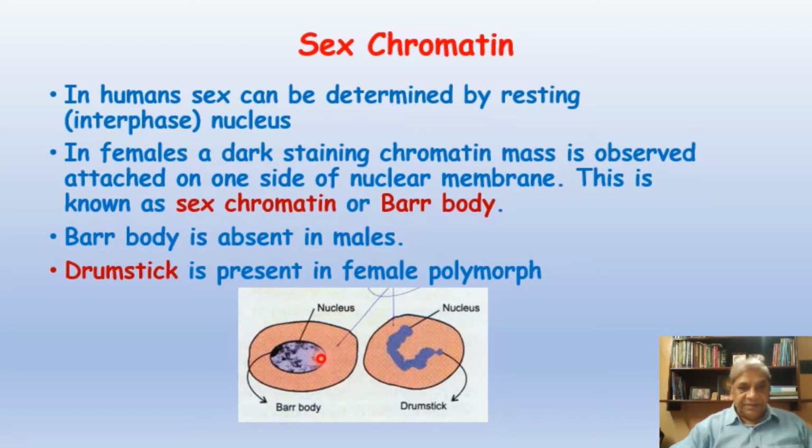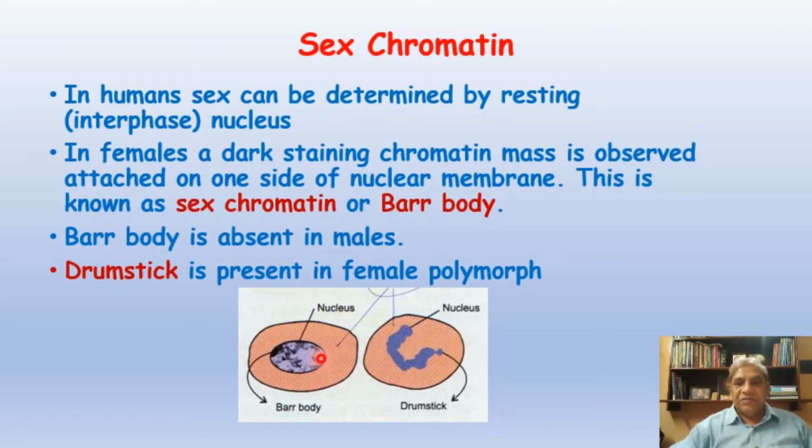Okay, right. So this is how the Bohr body, or the sex chromatin, was discovered in 1949 by Bohr. He never bothered to research further on the Bohr body itself, as I will tell you after a few slides. Then other observations by some other people, not by Bohr, were that this kind of chromatin mass was also seen in the nucleus of female polymorphs, the white blood cells of the females.